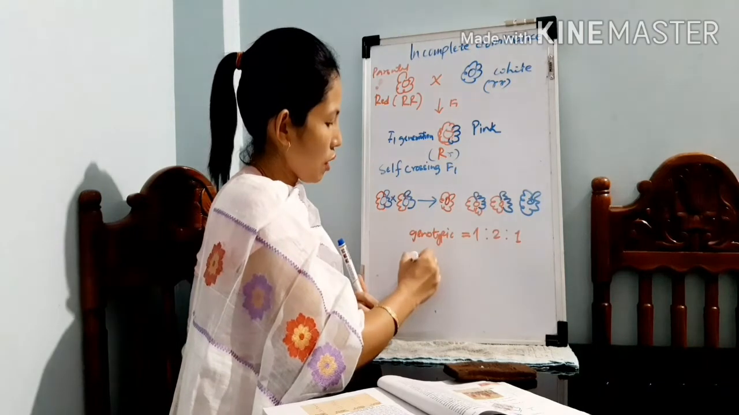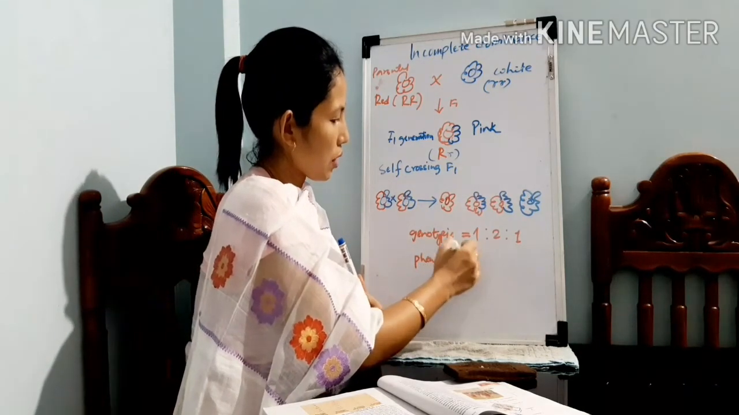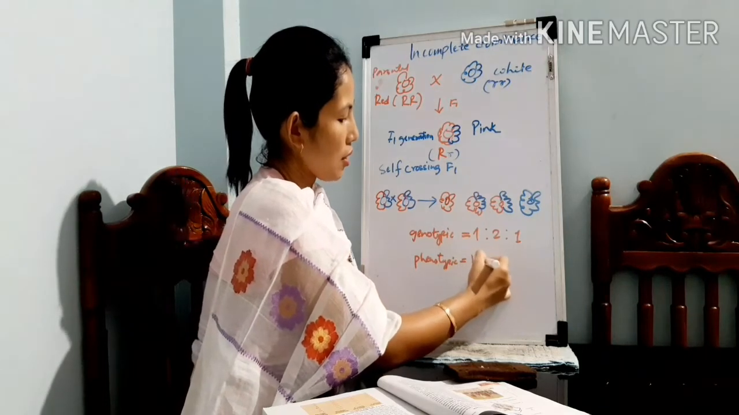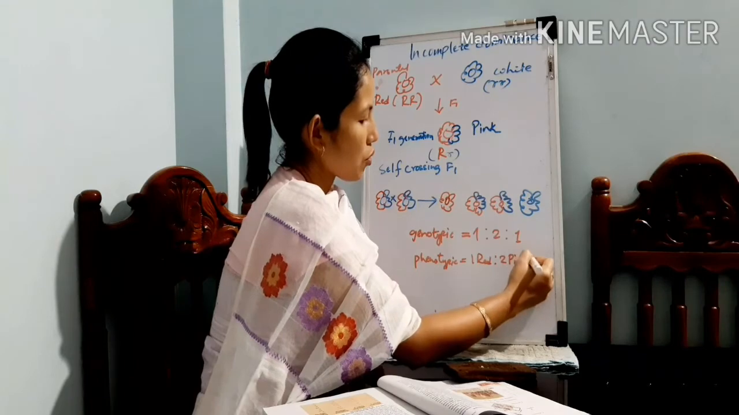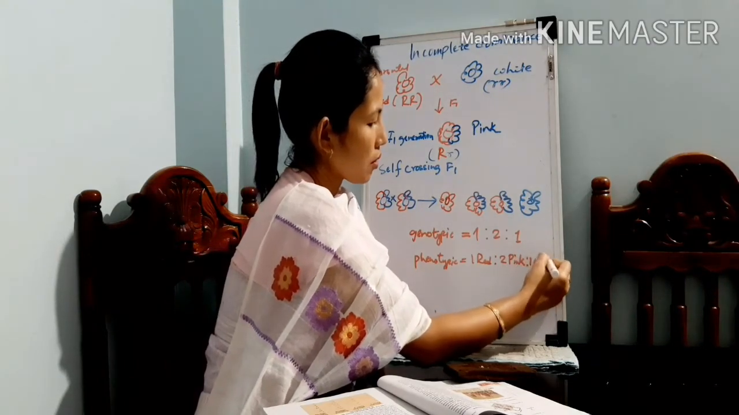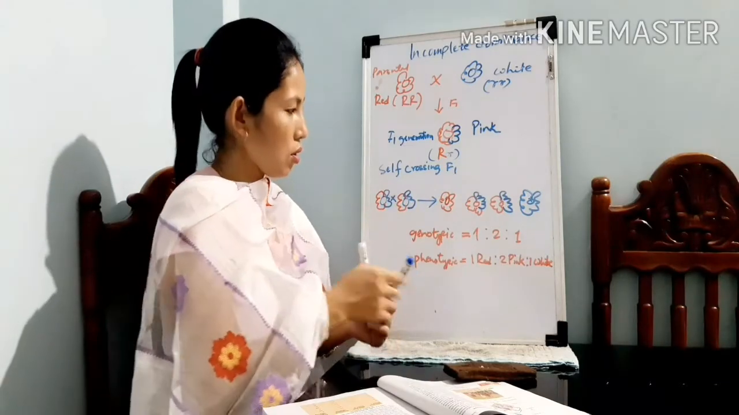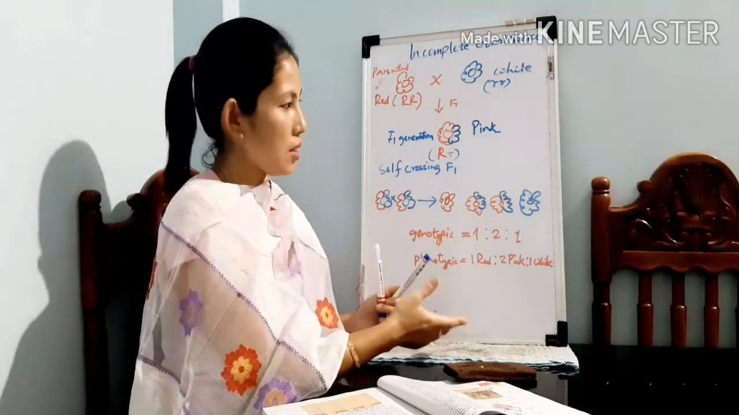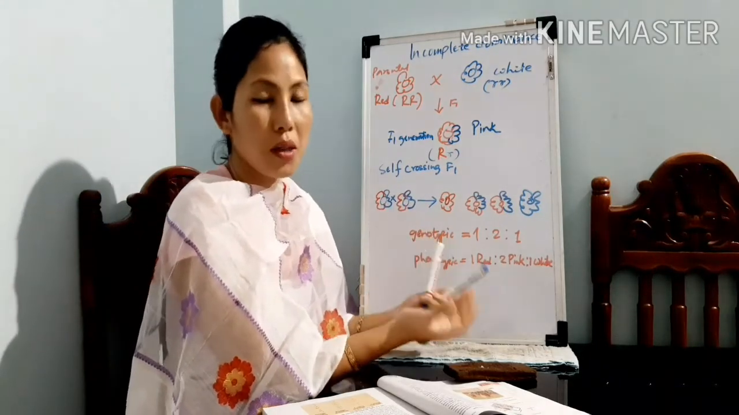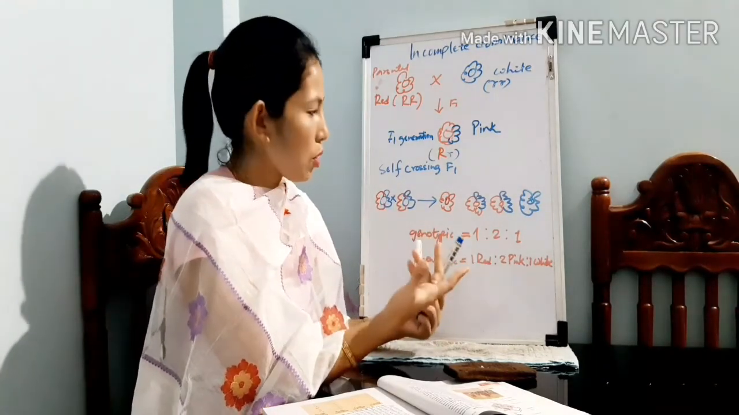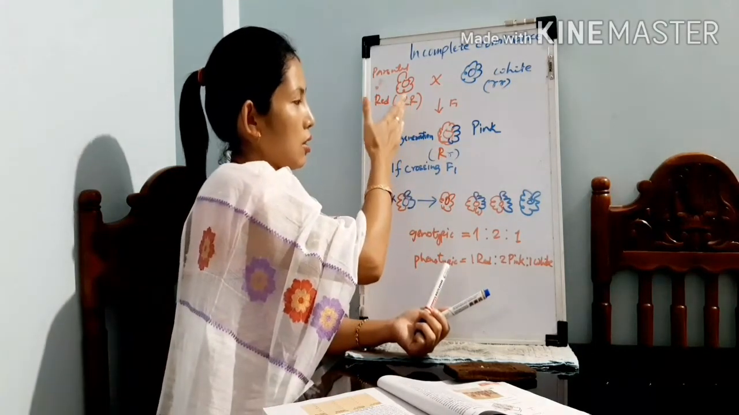Whereas the phenotype is also the same. What phenotypic ratio do we get? One red to two pink to one white. Right? So this is the phenotypic feature. So this is how we can find the differences that we obtain in a monohybrid cross. In a monohybrid cross, it is expected to be red in color, as red is a dominant trait.